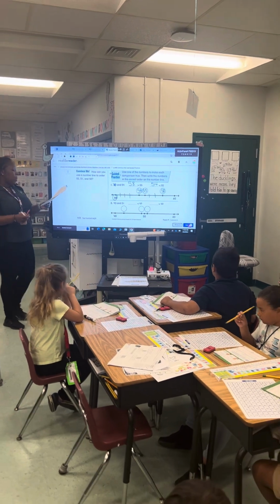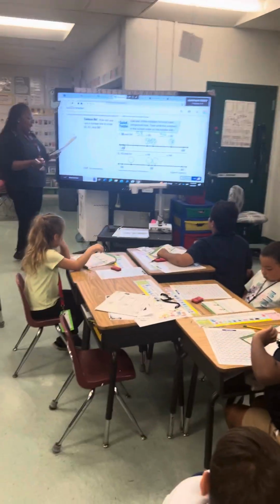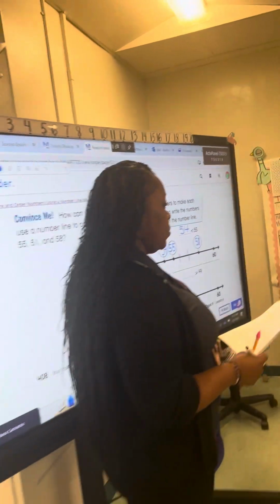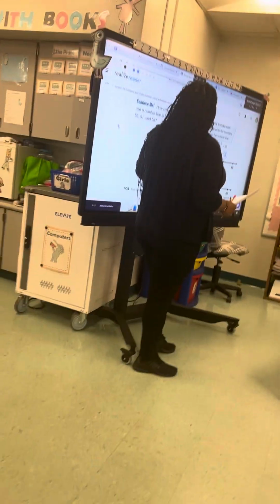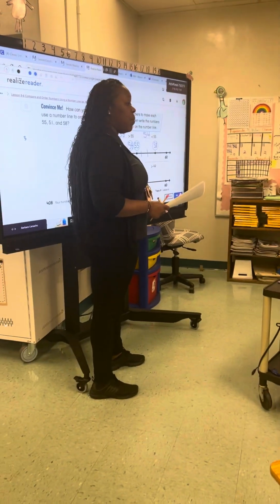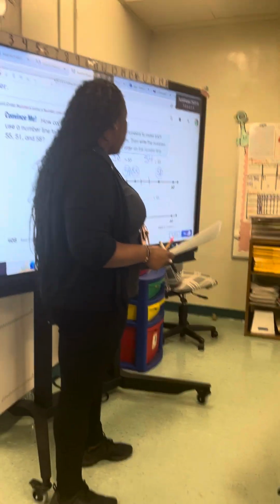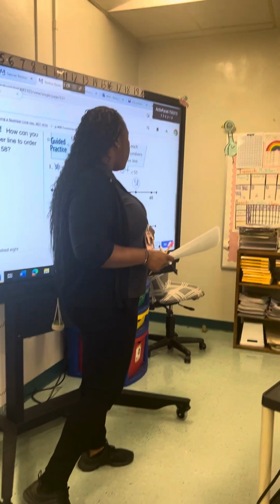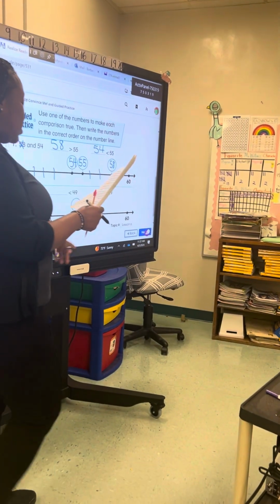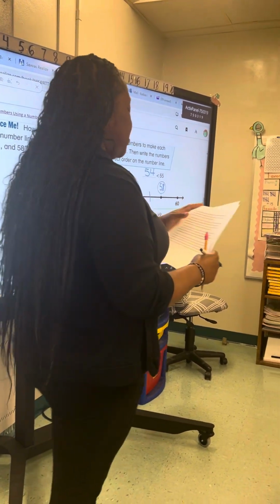Everyone, tell me the first number on the number line. What is this number? 40. Good. Then, as we move along the number line, we also see the number what? 50. Remember, we're moving down the number line. So we start at 40, we move to number 50, and as we go down more, we move to number 60. Good. We also see that the number 50 is in the middle, and then the number 60 is at the end.